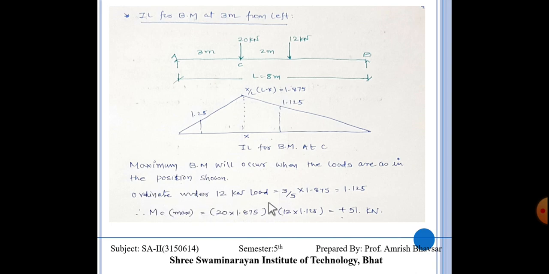So the ordinate under 12 kilonewton is 3 by 5 multiplied with 1.875, that is 1.125. Now the maximum bending moment is 20 into 1.875 plus 12 into 1.125. So we will get the maximum value of moment, that is 51 kilonewton into meter.